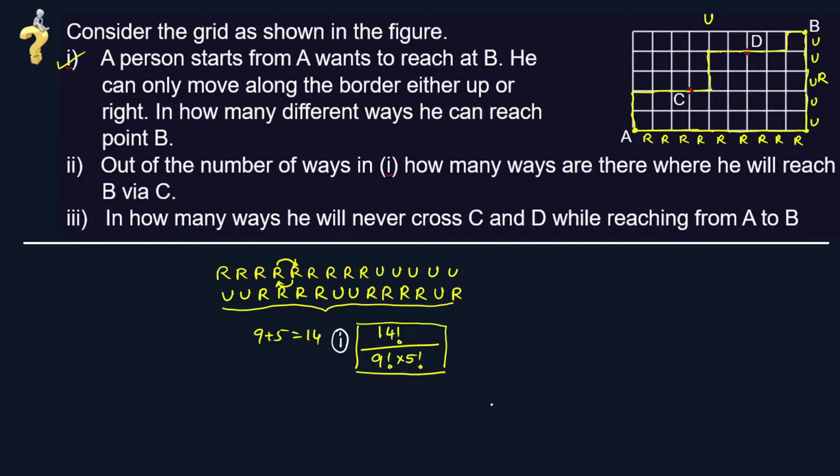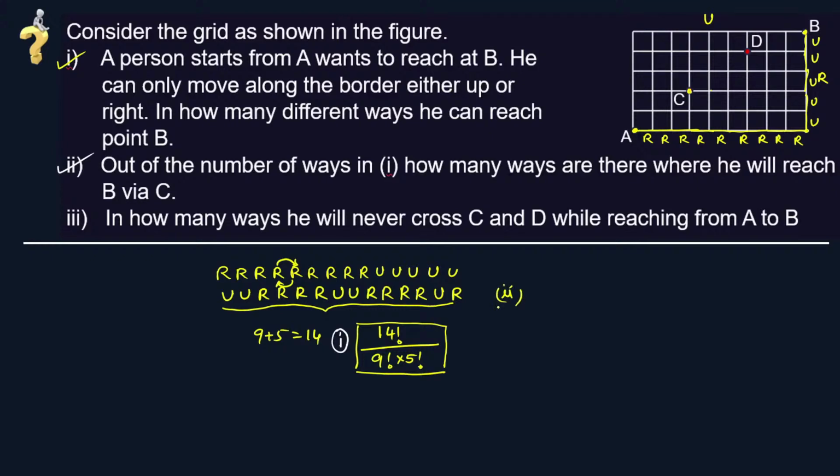Is it clear? Now let us see what they are saying in question number 2. They are saying that out of this number of ways in 1, how many of the ways are there where he will reach B via C? Now the question is, let me just erase this portion. In how many different ways will the person reach from A to B, but via point C.